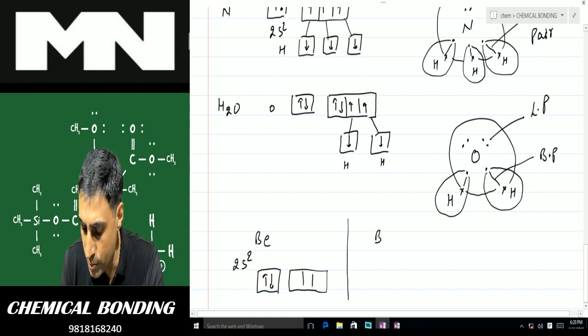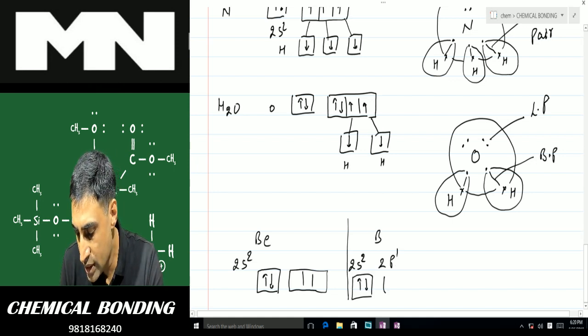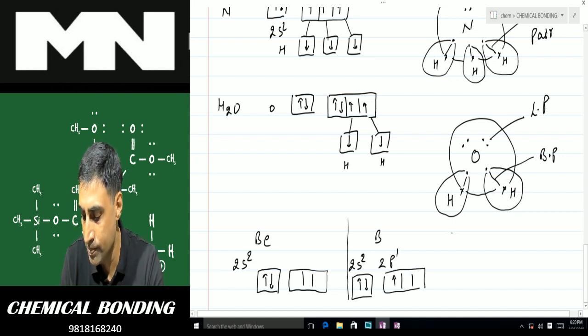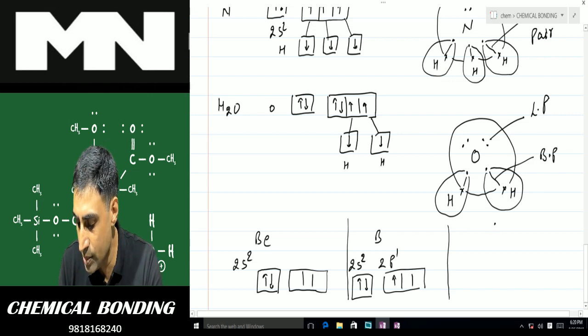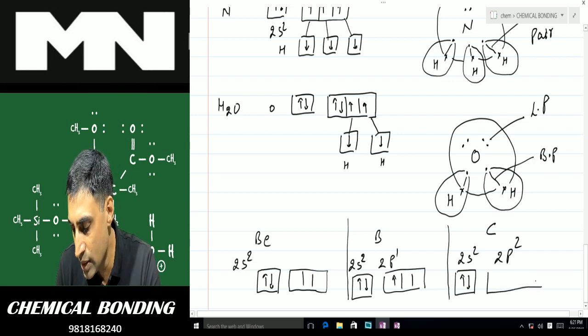Likewise, if I talk about boron, it is 2s2, 2p1. That is, in the valence s we have 2 electrons. In the valence p we have only 1 unpaired electron. Likewise, if I talk about carbon, that is 2s2, 2p2. 2 electrons in the valence s and 2 unpaired electrons in the valence p.